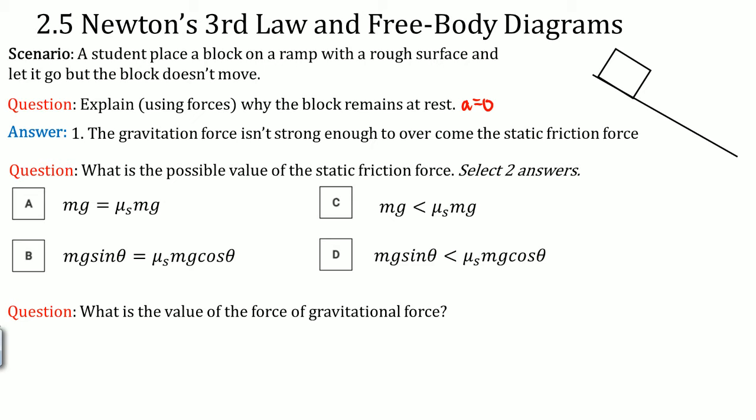The second question states, what are the possible values of the static force of friction? You're going to select two answers. Let's do the free body diagram on the block. What is pulling it down is going to be the x direction of the force of gravity, which is Fg sine theta. The one going towards the ground, which is perpendicular to that, is going to be Fg cosine theta.